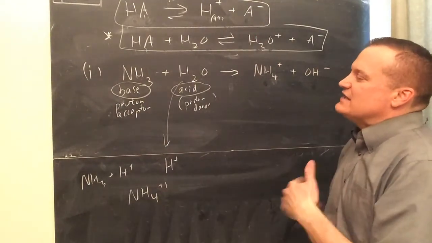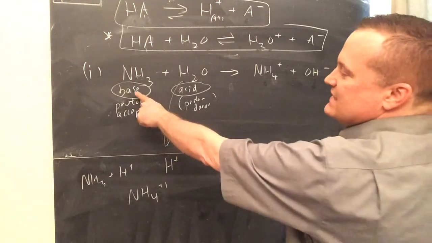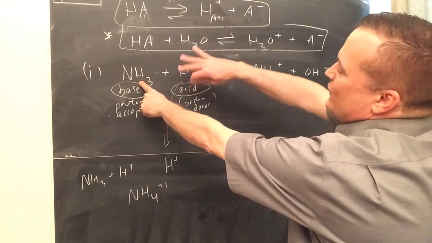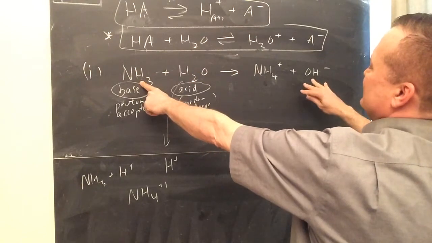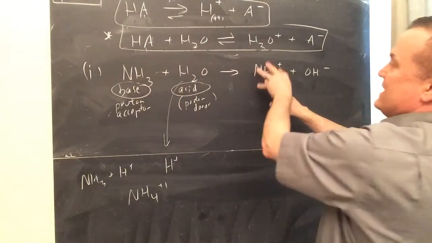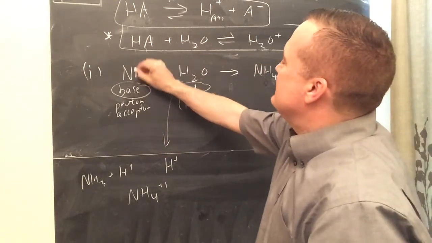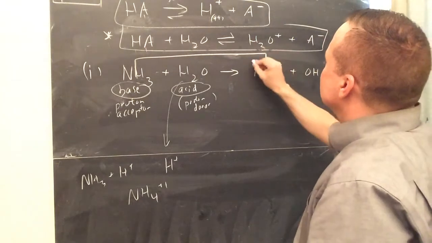Now, the conjugate is the alternate form of each one. I think it's really easy on this one to see NH3. What is its alter ego on this side? Well, it has to be NH4. It looks like NH3. See, it is inside there with an H plus attached. That's a base, so this must be the conjugate.